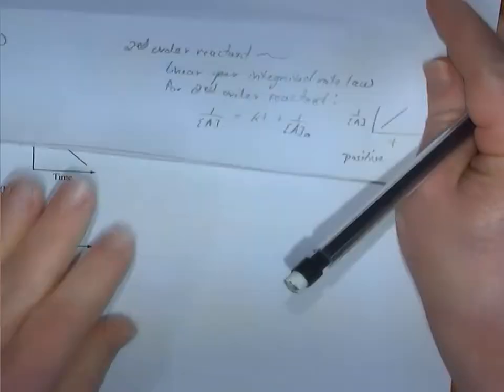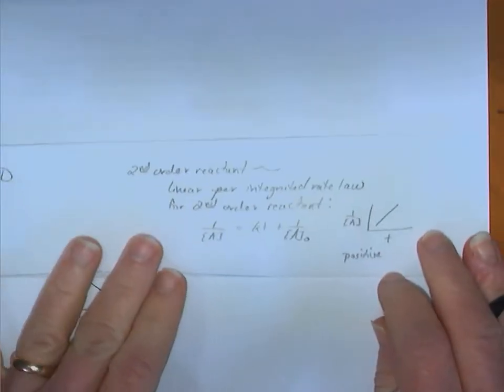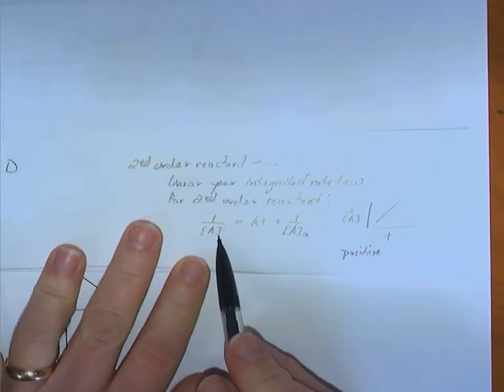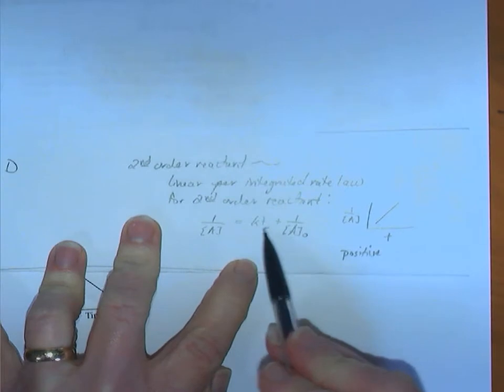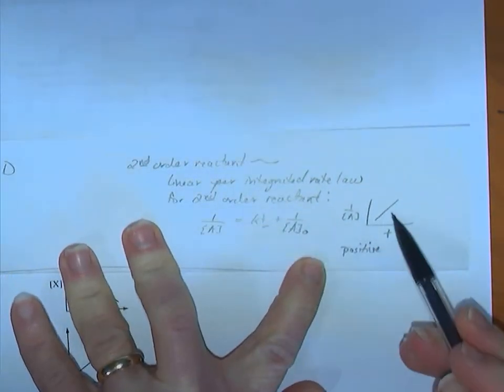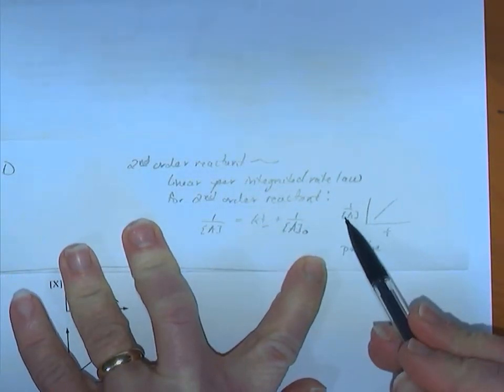62, we just have to remember graphing of what confirms second order. So to agree with the integrated rate law for a second order reactant, it's y equals mx plus b, linear with a positive slope of inverse of concentration versus time. That is choice D here.